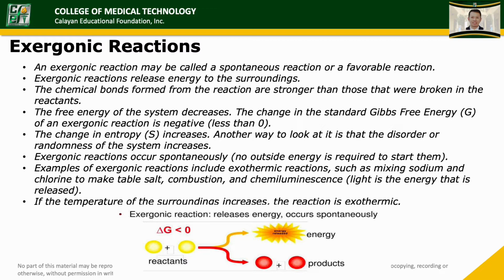Examples of exergonic reactions include exothermic reactions, such as mixing sodium and chlorine to make table salt, combustion, and chemiluminescence, wherein light is the energy that is released. And if the temperature of the surrounding increases, the reaction is exothermic. So as you can see on the illustration of the exergonic reactions.